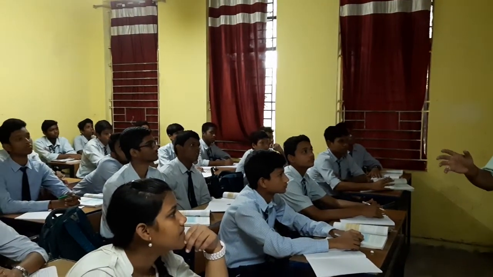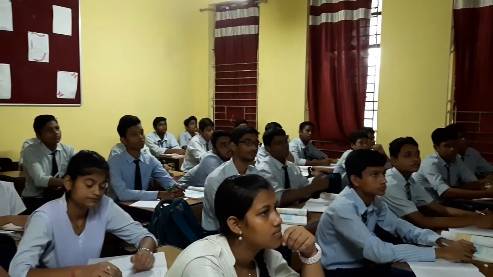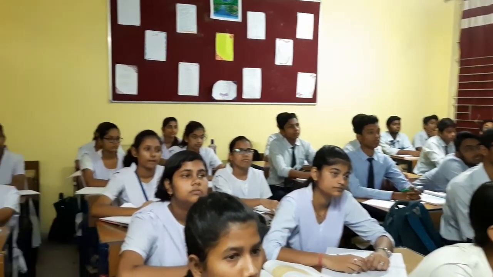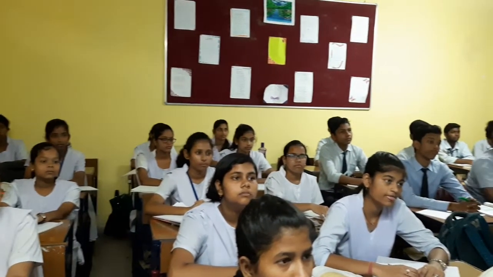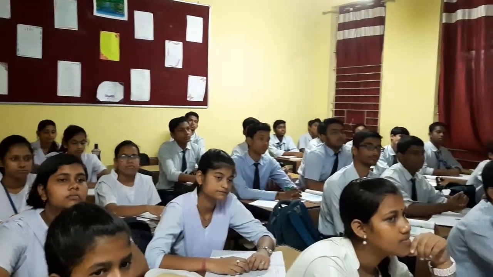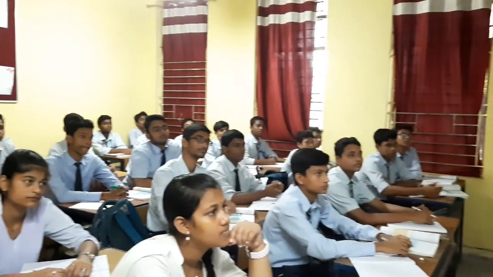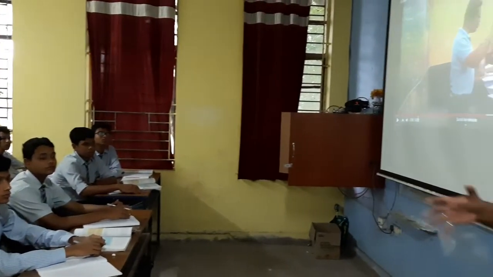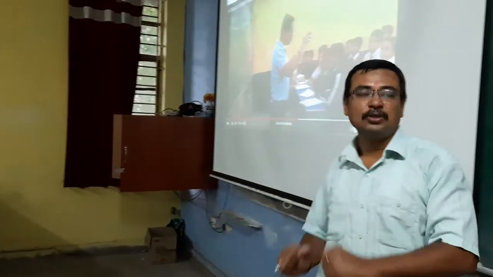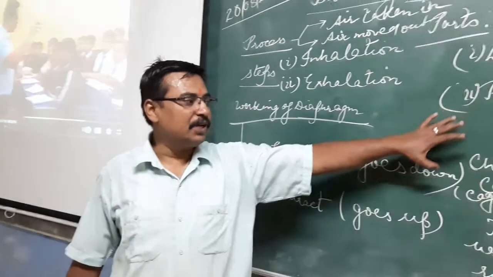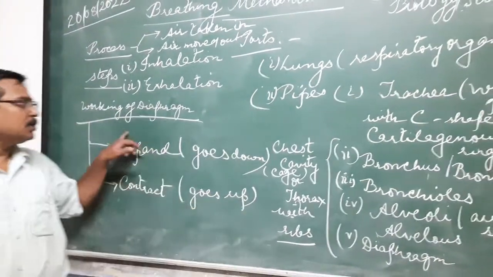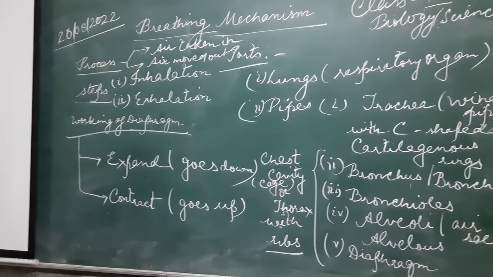So let's revise. Today we have done how air is taken in, that is inhalation, and exhalation, and these are the parts of the body. I have not included the lungs here. The lungs are your respiratory organ which expand as well as collapse, and then we have pipes, the entire pipes ultimately reaching up to the diaphragm. Can you understand the process?